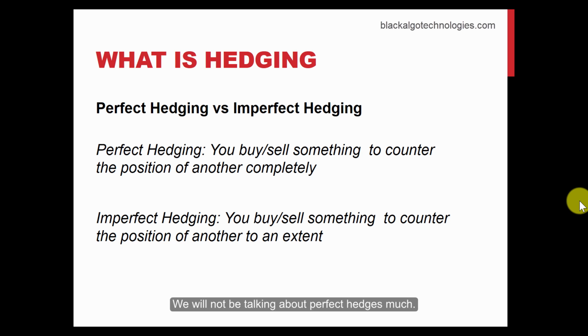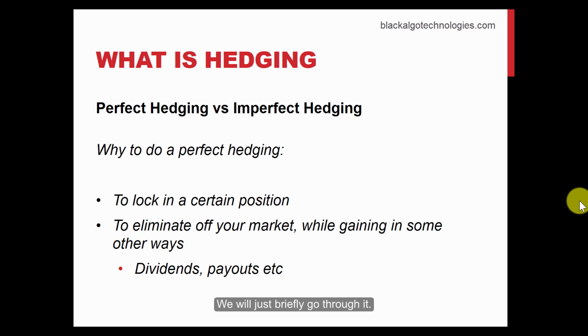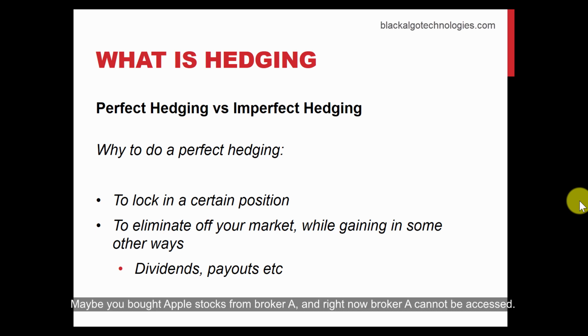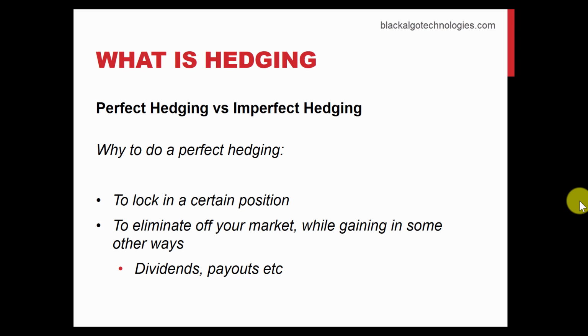So we will not be talking about perfect hedges much. Let me just briefly go through it. Why do we do a perfect hedge? To lock in a position. Maybe you bought Apple stock on broker A, and right now broker A can't be accessed, and you want to sell your stock, but you can't because broker A is down. So you go to broker B and you short the same amount of Apple stock, thus you're flat.